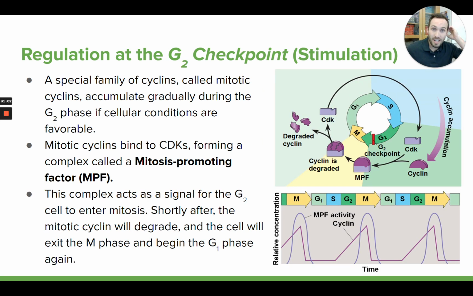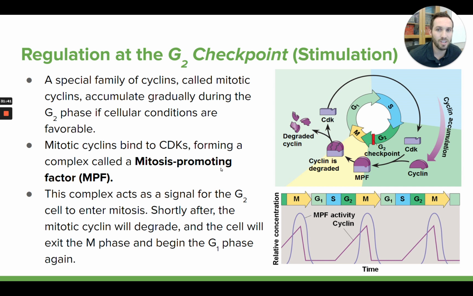And then at the G2 checkpoint, an example of stimulation is the accumulation of these mitotic cyclins. These are cyclins involved in starting mitosis, a specific type of cyclin needed to get a cell past G2. When things are occurring correctly in the cell, those cyclins start to accumulate more and more, and they bind to the special CDK towards the end of G2 to form this activated CDK complex called MPF.